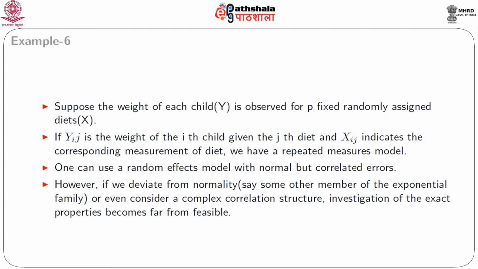Next, consider example 6. Suppose the weight of each child, say y, is observed for p fixed randomly assigned diets, and the diets are indicated by x. If yij is the weight of the ith child given the jth diet and xij indicates the corresponding measurement of diet, we have a repeated measures model. One can use a random effects model with normal but correlated errors. However, if we deviate from normality, say some other member of the exponential family, or even consider a complex correlation structure, investigation of the exact properties becomes far from feasible.